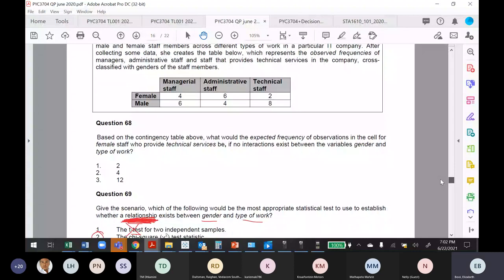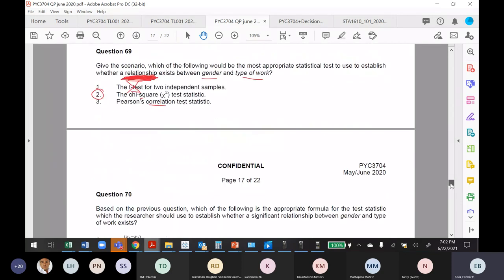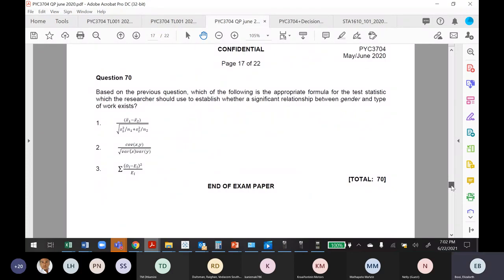Yeah, this is a contingency table. You need to know how to do the contingency table, how to calculate the expected values and the observed values. And that's that.